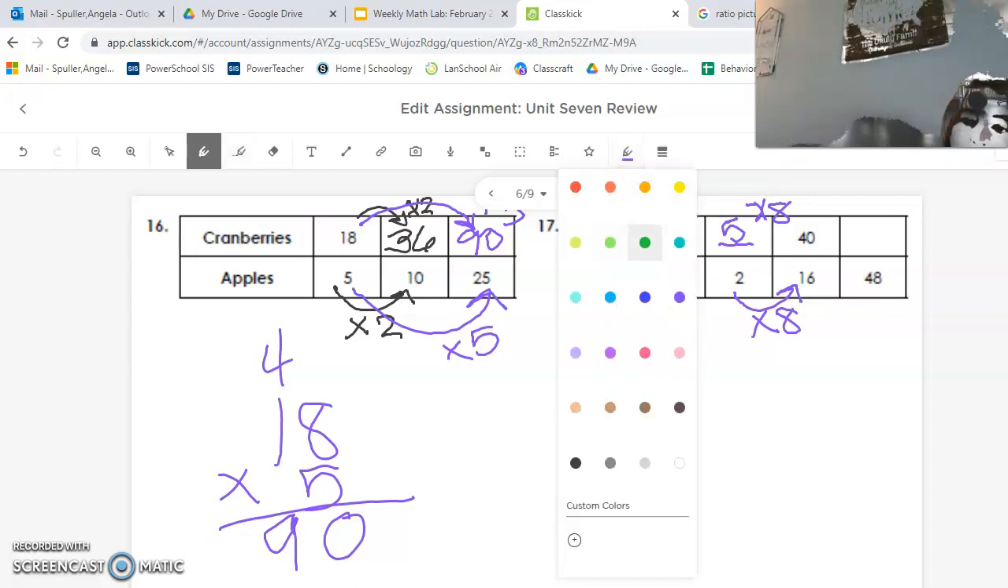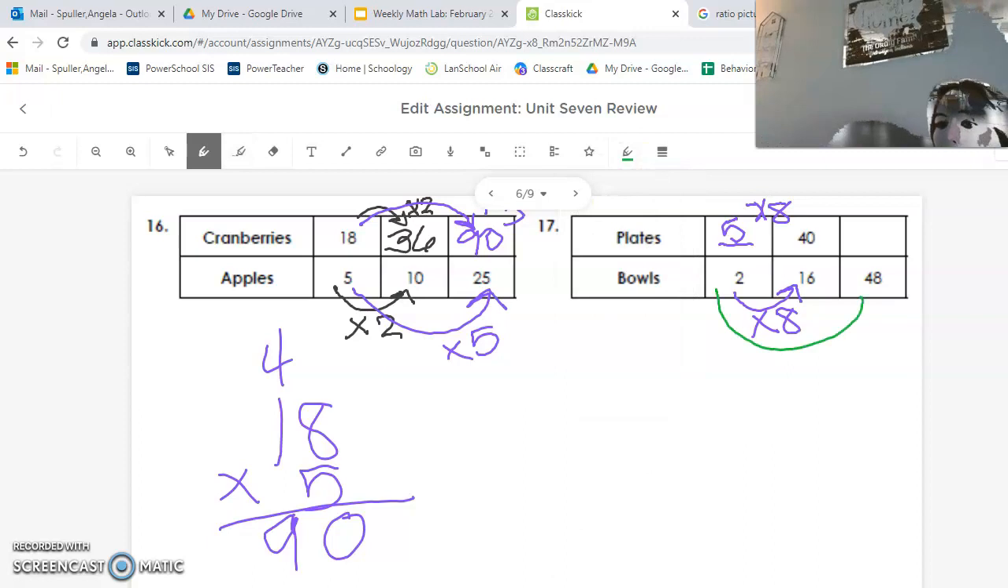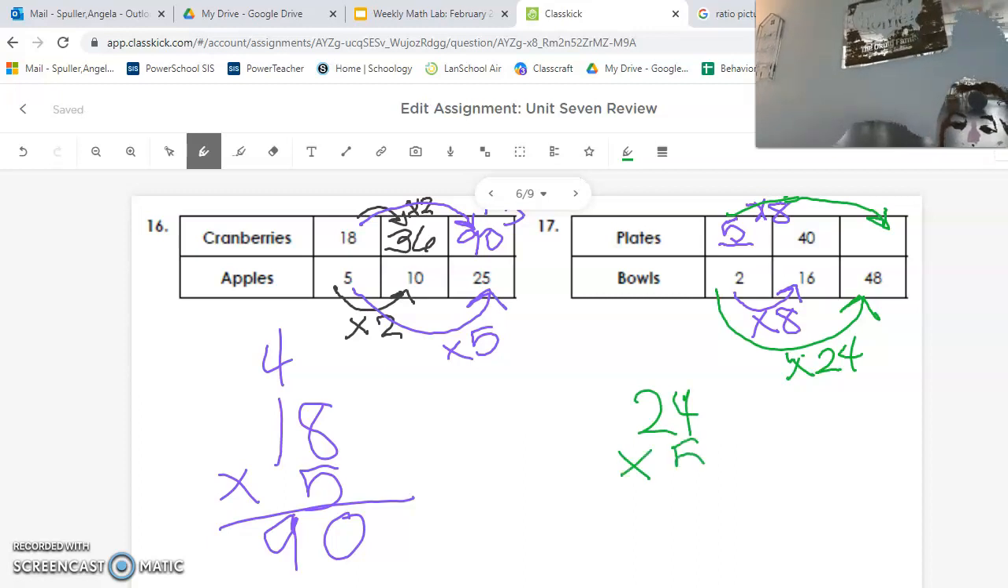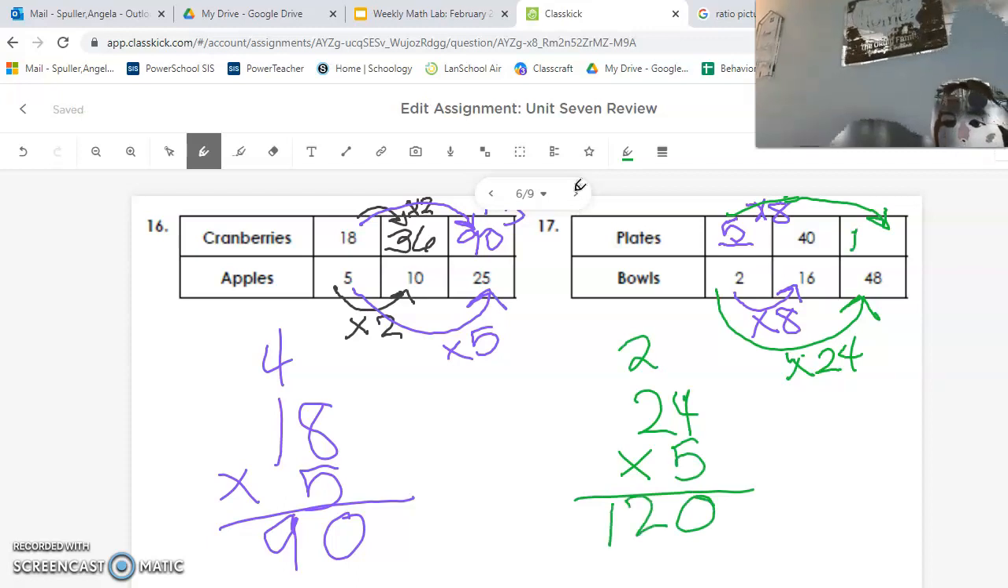All right, let me get a different color. If I'm going from here to here, I'm saying 2 times 24. If I'm going this way, I have to say 24 again, but I have to multiply it this time by 5. 4 times 5 is 20. Carry the 2. That's 10, 12. So my answer would be 120. All right.